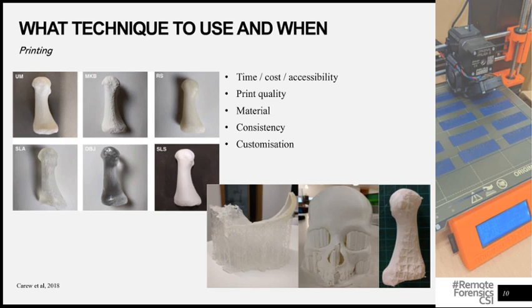So depending on what material you've used, you've got different consistencies, different print qualities, different time, cost, and accessibility issues to think about. You can already see here, you get a much smoother print with SLS, but it's horrendously more expensive. For an Ultimaker printer or the Prusa printer, this was about £1,000. You're looking at hundreds of thousands of pounds for this machine. So definitely some weighing up to be done.